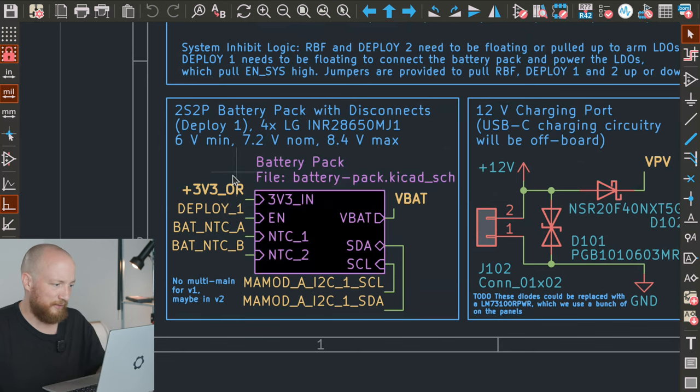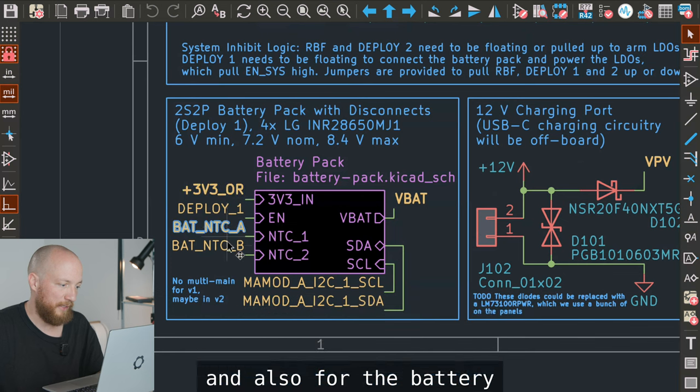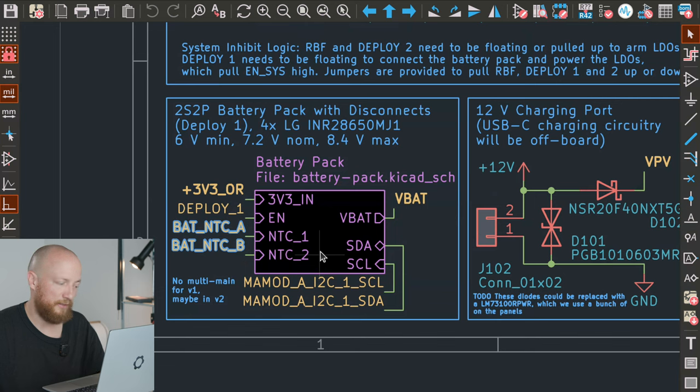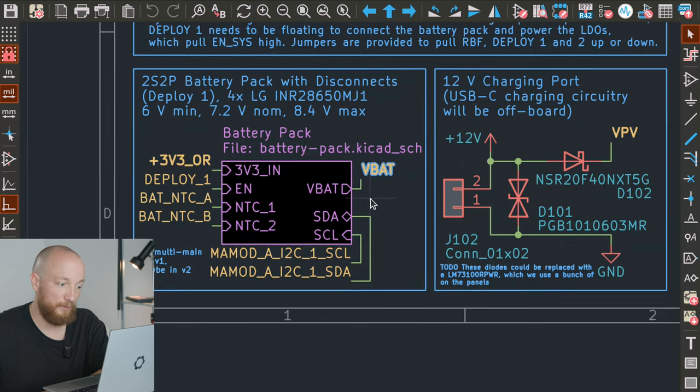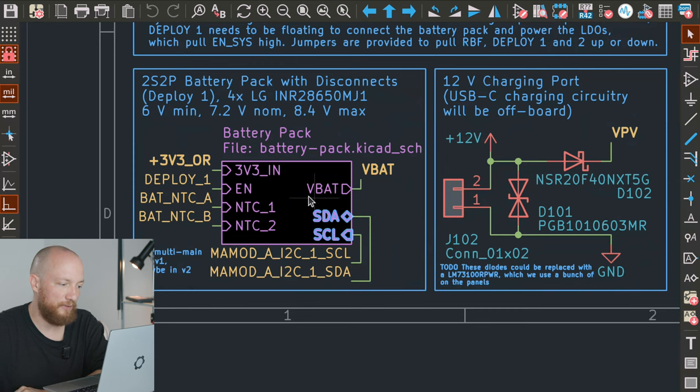So on the input side of the battery pack, we have a 3.3 volt supply that we need for sensors that are inside this sheet that we're going to see in a minute. The deploy 1 signal that goes to the enable pin, and two temperature sensors that actually are connected to the battery charger, because the battery charger would like to stop charging when the batteries are below 0 degrees Celsius or, I think, above 40 degrees. So that's that. And the output of the battery pack is of course VBAT, the power. And we also have an I2C connection for telemetry.